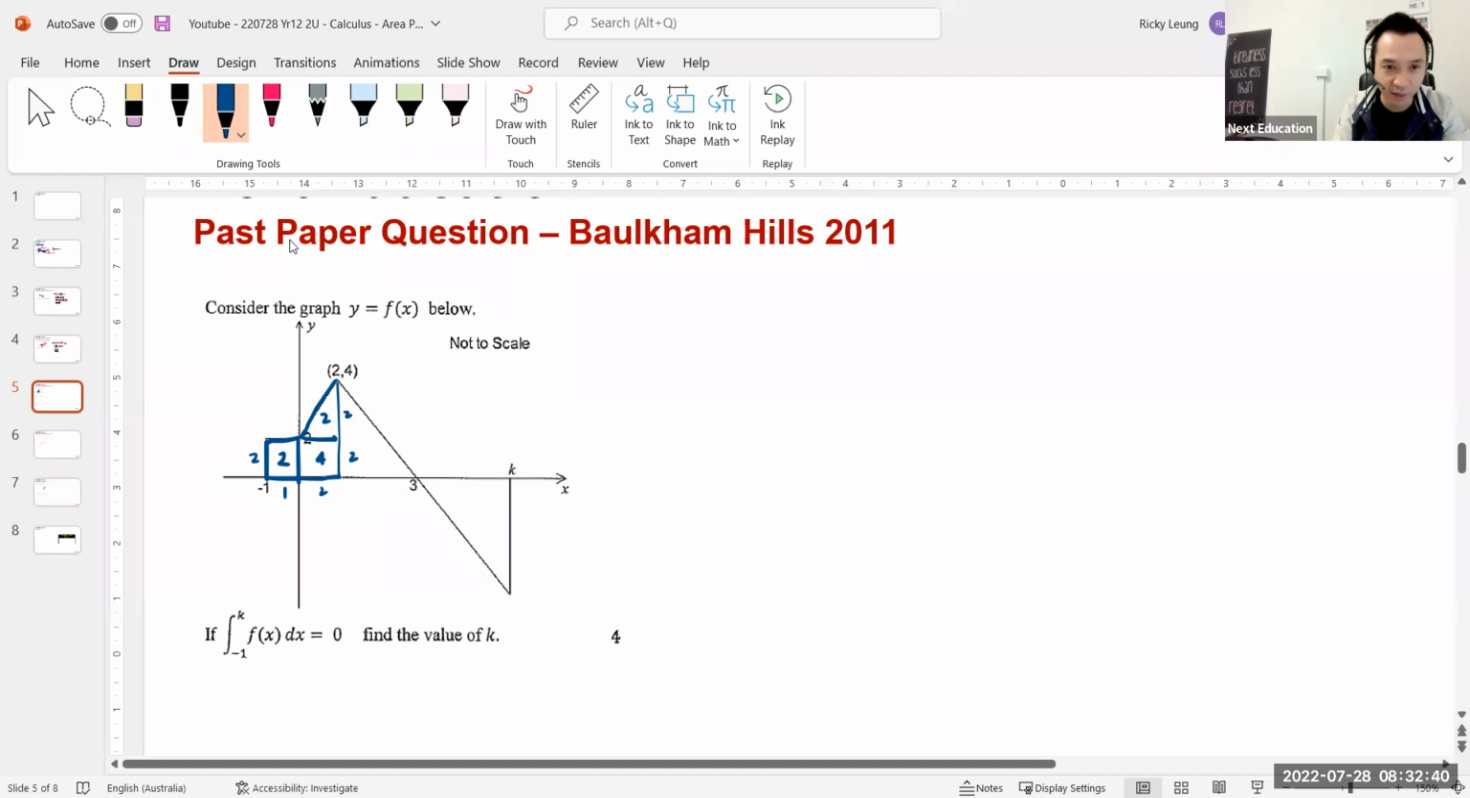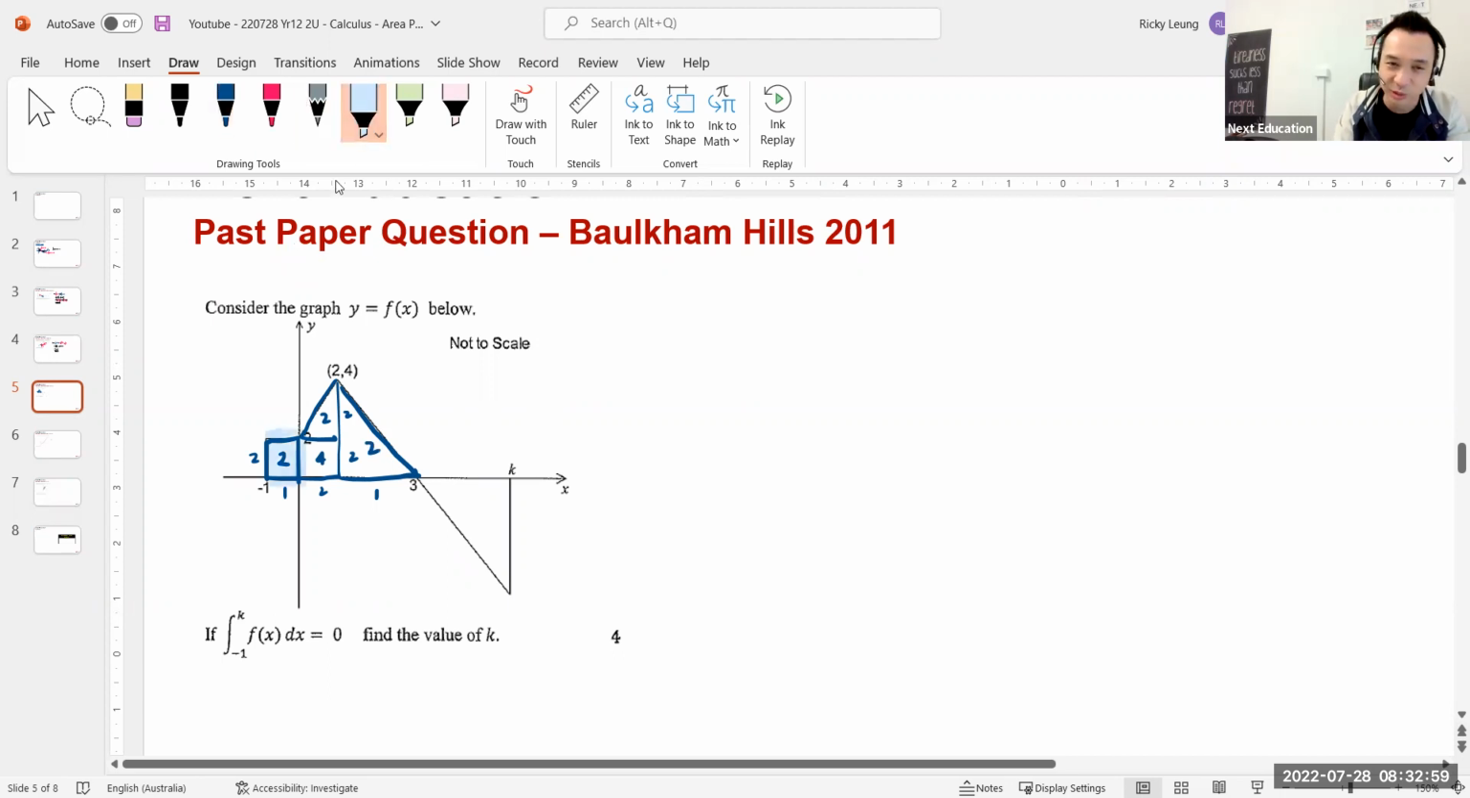So right now, that's my area so far. And then the last triangle piece here for the positives, I've got a height of 4, base of 1. Base of 1, height of 4, so area of 2. So I've got 4 areas.